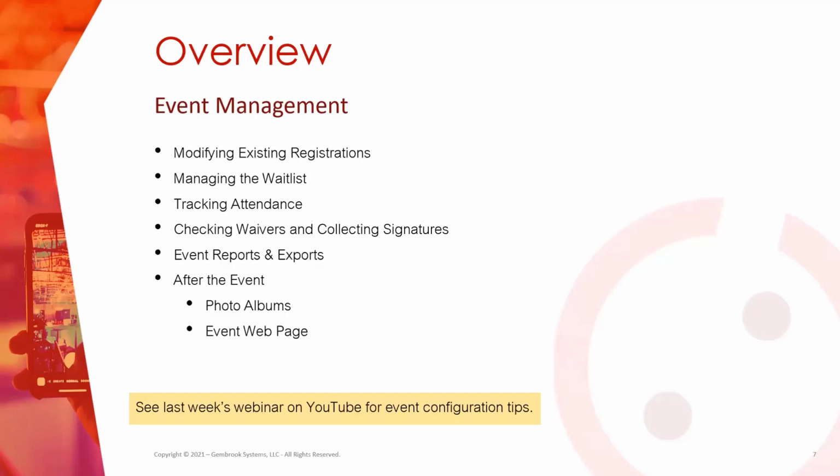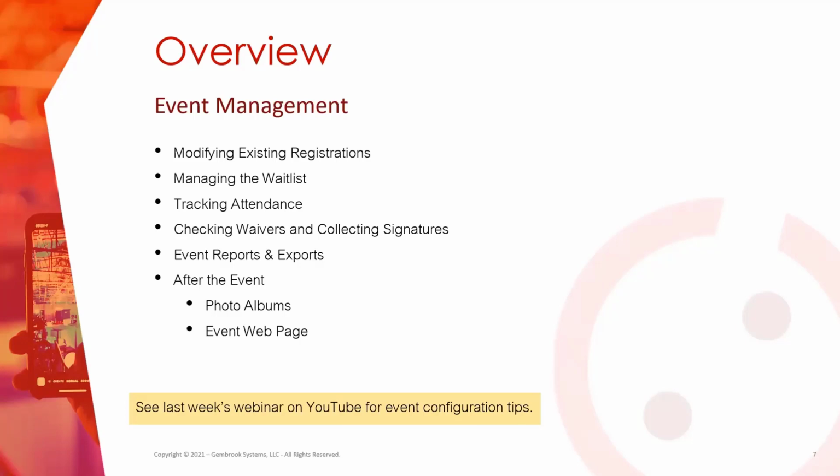We'll go over how to check the waivers that people sign. So if you have an event that has some sort of liability or sign-off waiver, and you're collecting either signatures or checkboxes for those waivers, we will go over how to track those and make sure that the people showing up have signed the correct waivers. We will go over all of the different options we have for event reports and the difference between event reports and event exports.